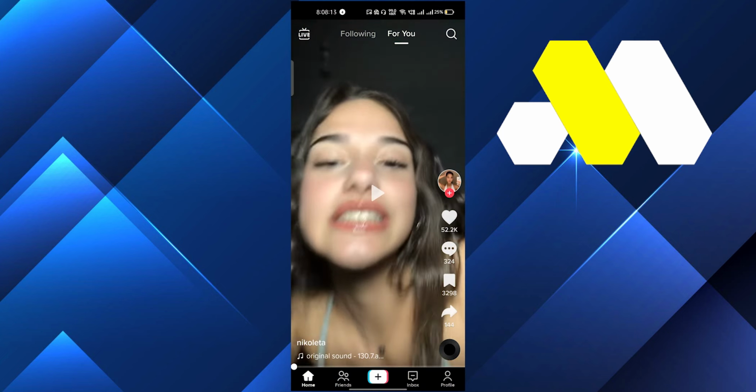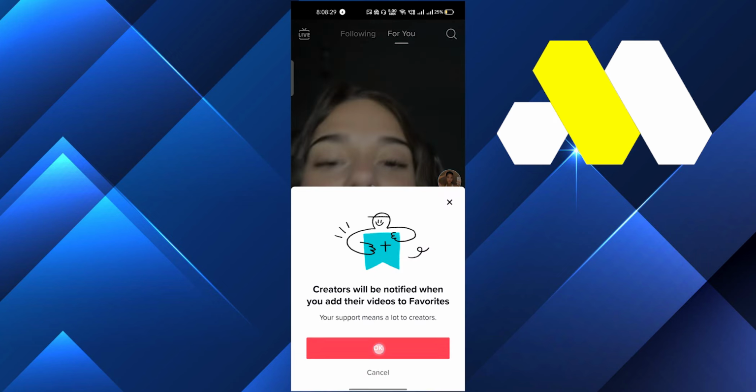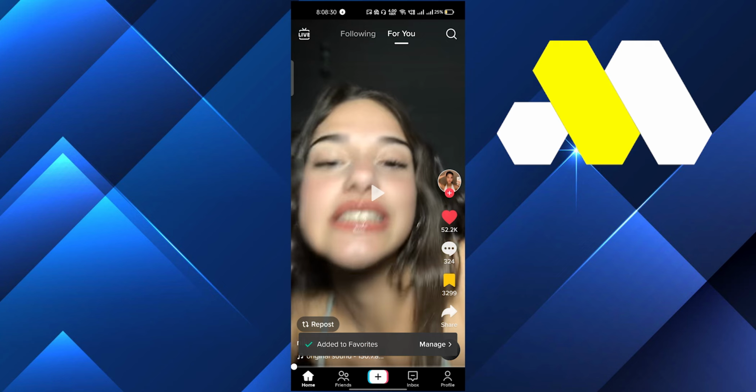So basically, on the right side, down here on the sidebar, you can see there are four options. The first one is a like, the second one is a comment, the third one is a bookmark, and the fourth one is a share. The third one is basically whoever bookmarks this, or whoever clicks on this, it will select it as a favorite.